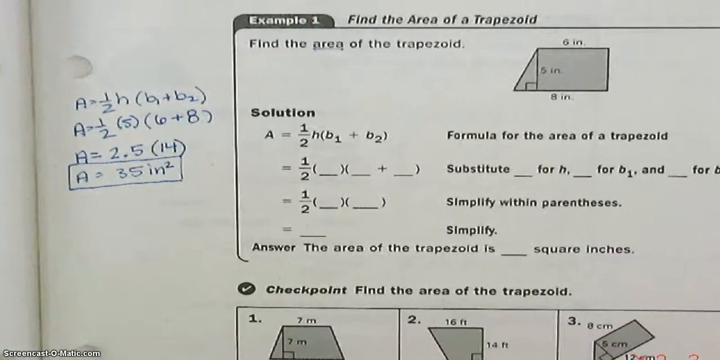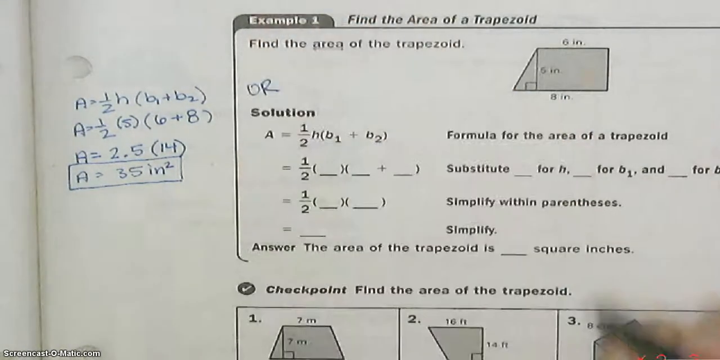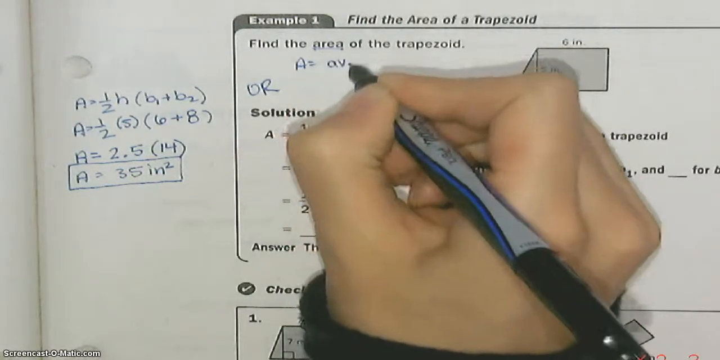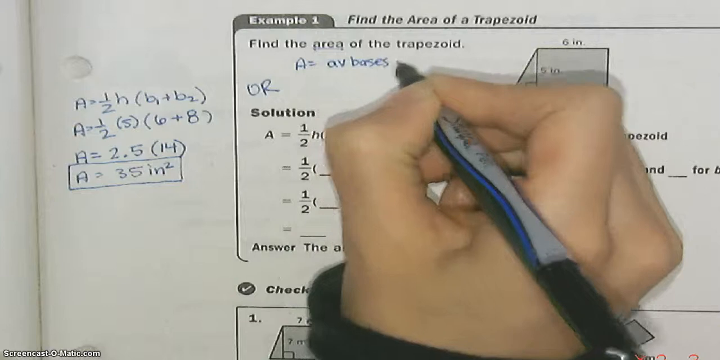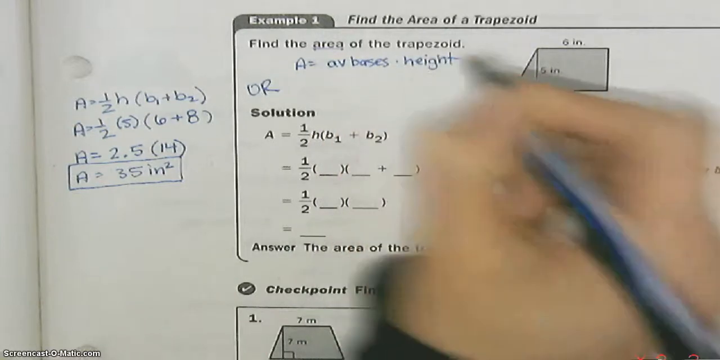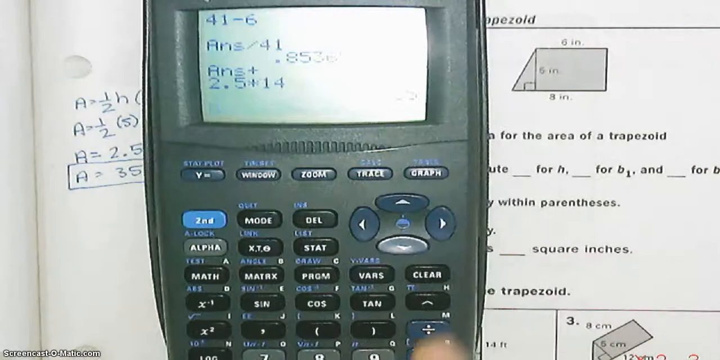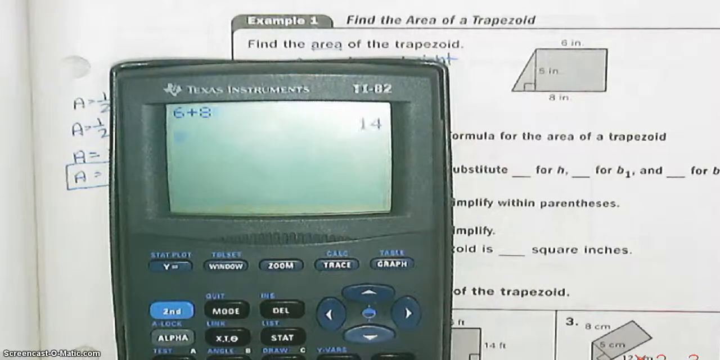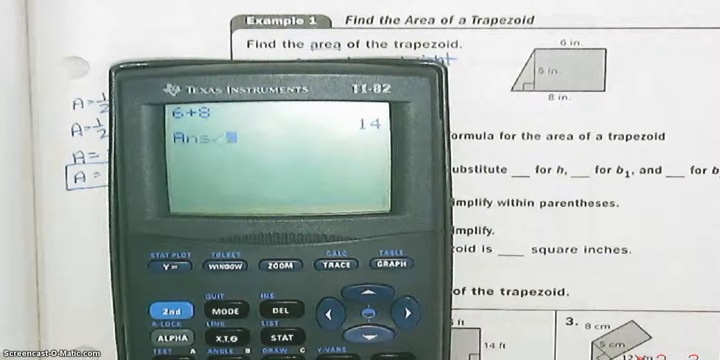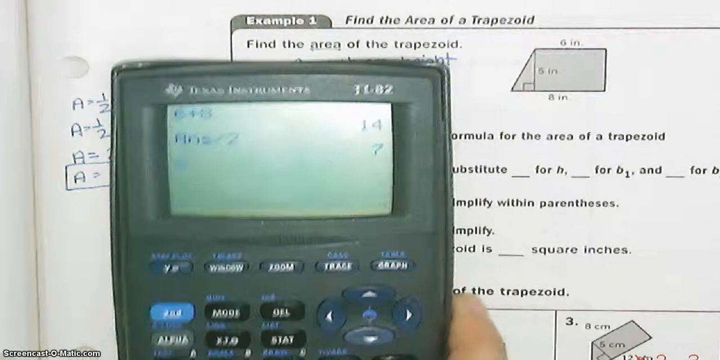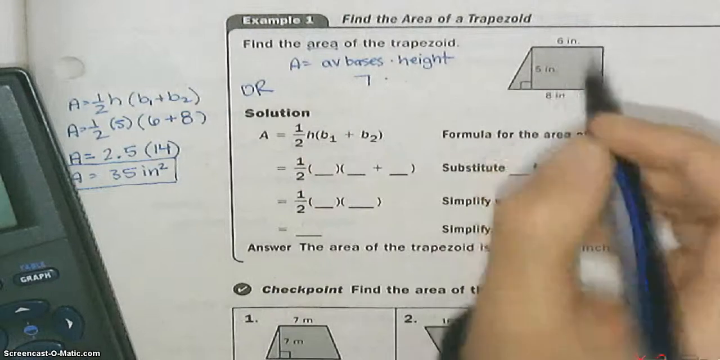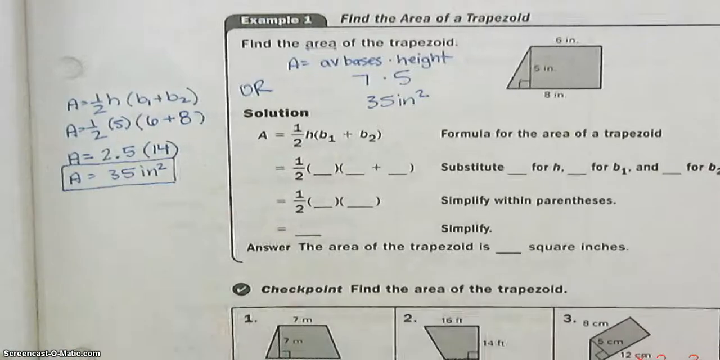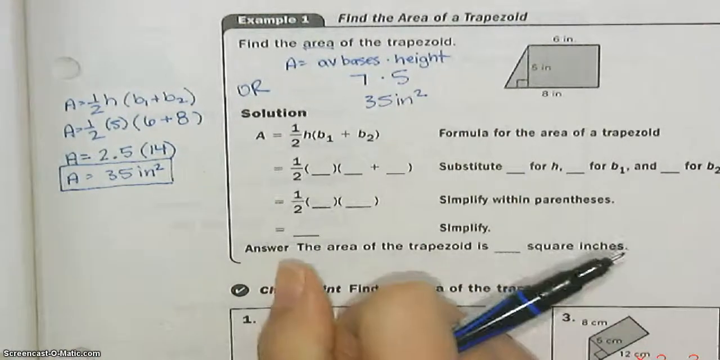Now, if you want to think another way you could do this, you can average the bases. Area equals the average of the bases times the height. So if you average those bases together, 6 plus 8 divided by 2, the average of the bases is 7, and the height is 5. So it's 35 inches squared. Wow, look, it's the same thing. So whatever you like to think of better.